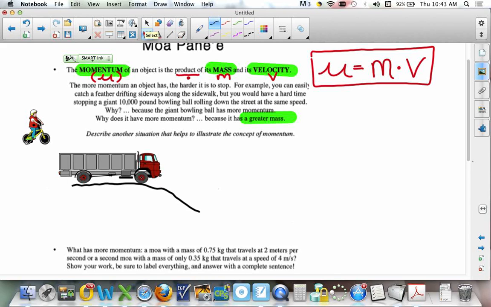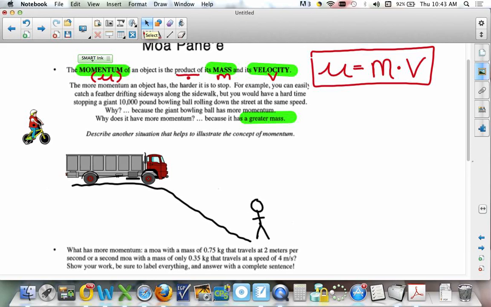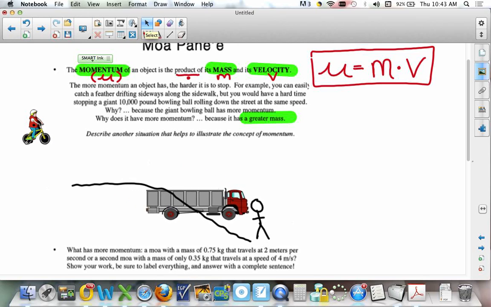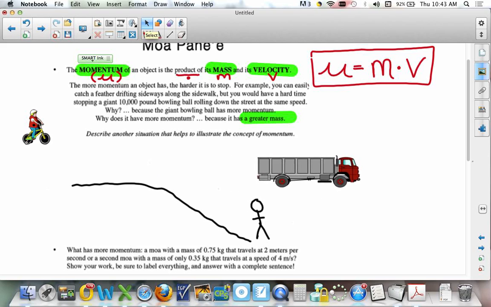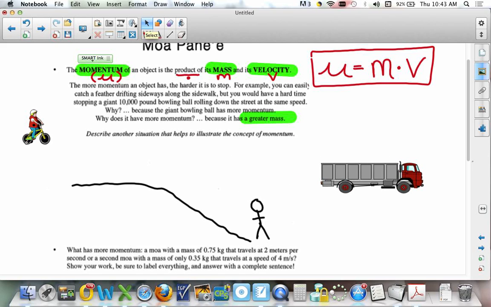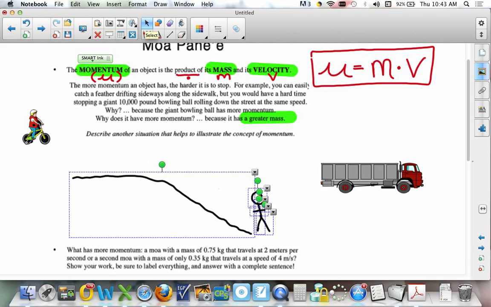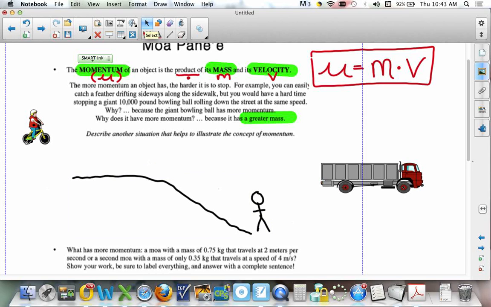Now, if we change this situation and put a driveway here, and then here you are playing at the bottom of the driveway. And this truck came out of gear and started to roll down the driveway towards you. Would it have a lot of momentum? The answer is yes, it would. You'd want to get out of the way. That's not very good for you. You'd want to actually move, because that truck has a lot of momentum because it's a big truck with a lot of mass, right? And it's moving, right? So it has velocity, so it would have a lot of momentum.